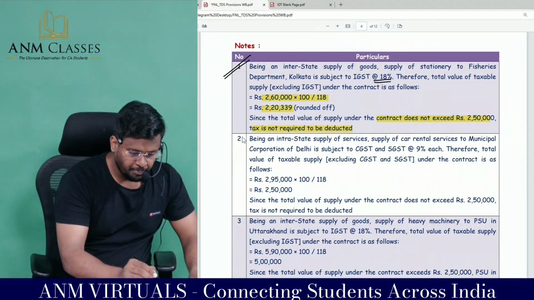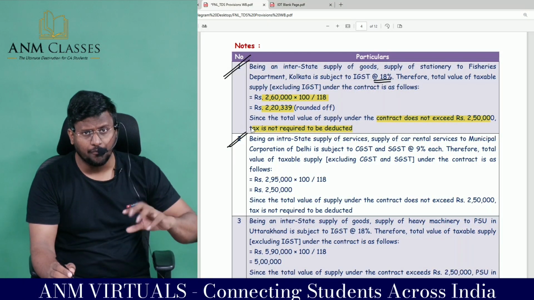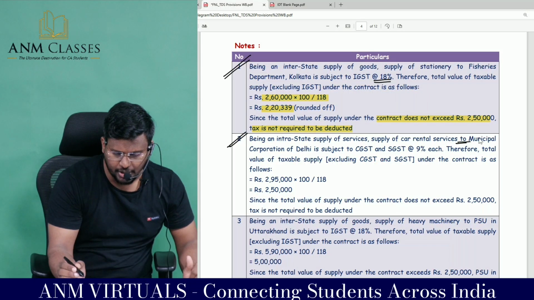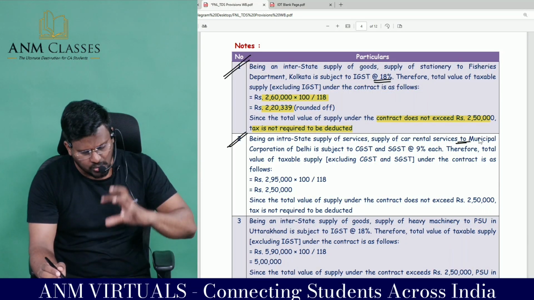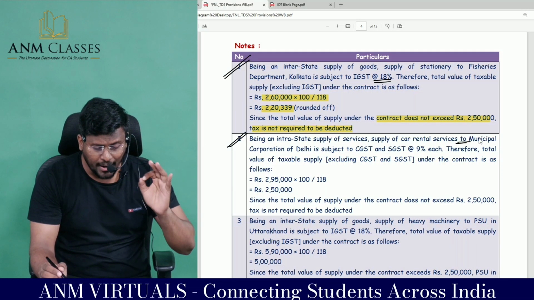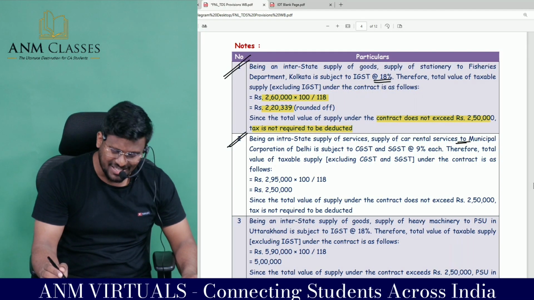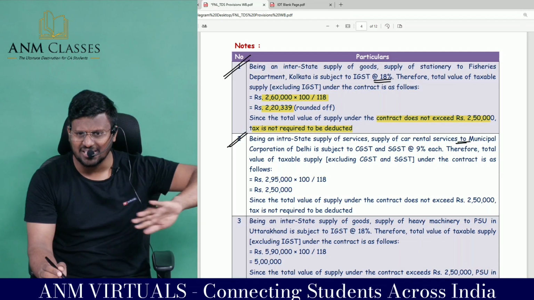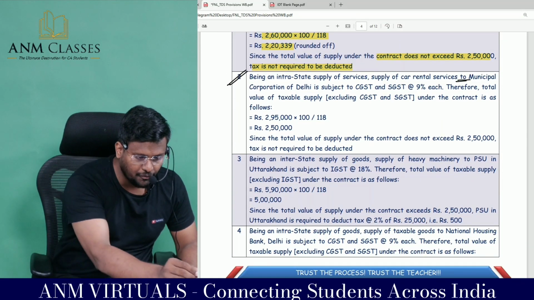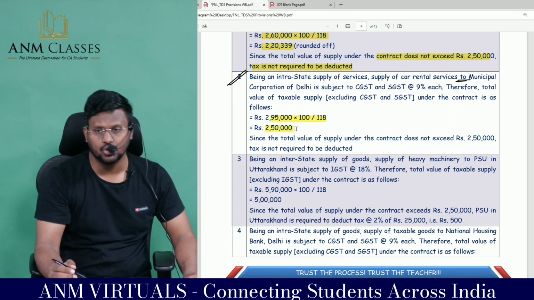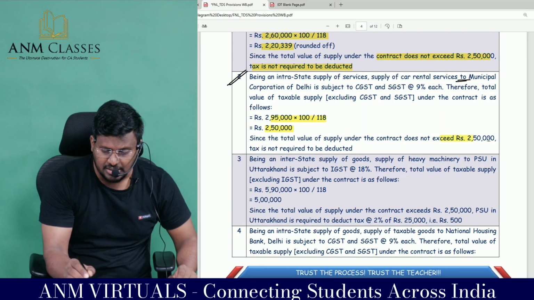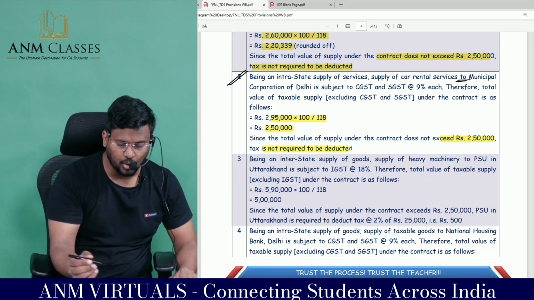Sir, note number 2. Being an intra-state supply of services, supply of car rental services to Municipal Corporation of Delhi is subject to CGST and SGST at how much percent each? Therefore, total value of taxable supply excluding CGST and SGST, because since it is an intra-state supply, IGST will not come, under the contract is as follows. 2,95,000 divided by 118 into 100 comes to 2 lakh. Since the total value of supply under the contract does not exceed the limit, tax is not required to be deducted.